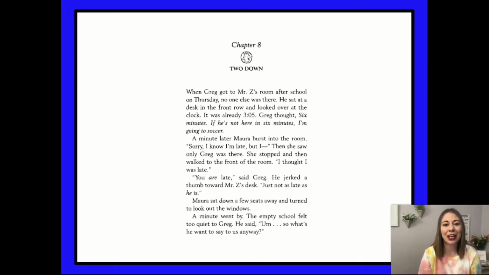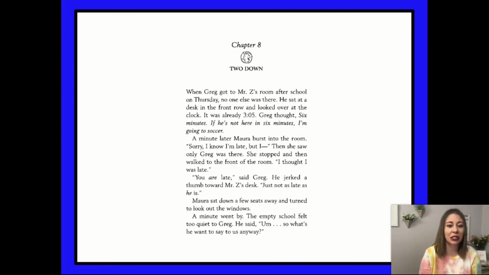We are going to read chapter 8, and it is called Two Down. When Greg got to Mr. Z's room after school on Thursday, no one else was there. He sat at a desk in the front row and looked over at the clock. It was already 3:05. Greg thought, 6 minutes. If he's not here in 6 minutes, I'm going to soccer. A minute later, Mara burst into the room. Sorry, I know I'm late, but Then she only saw Greg there. She stopped and then walked to the front of the room. I thought I was late. You are late, said Greg. He jerked a thumb toward Mr. Z's desk. Just not as late as he is.